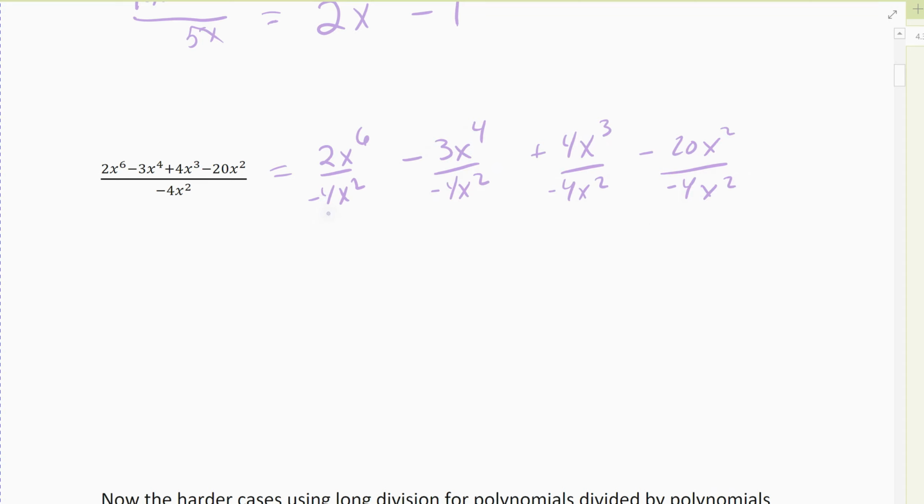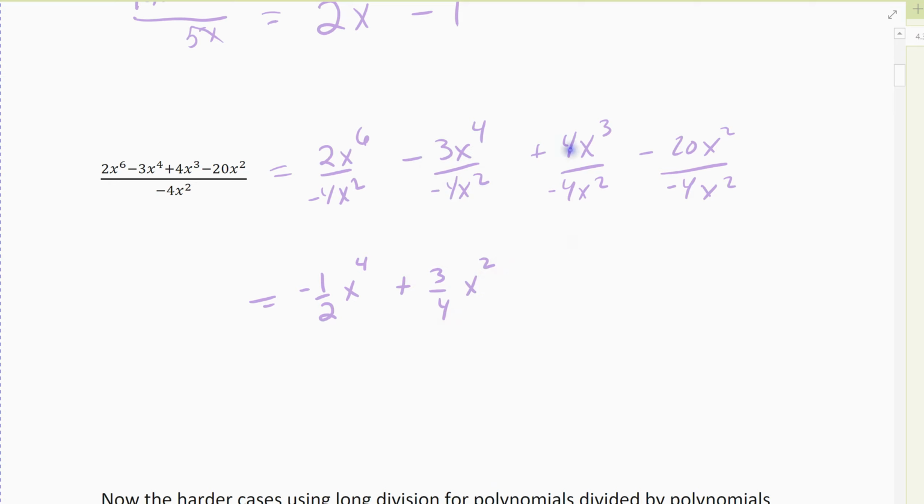The numbers divide, and sometimes I'm going to be left with a fraction. This first term I'm left with a fraction. 2 divided by a negative 4, well, you always write the reduced fraction. I can divide out the 2, so I'm left with negative 1/2. Then x to the 6th divided by x squared. Remember, I subtract my exponents, so 6 minus 2 leaves me with x to the 4th. The second one, the negatives cancel, so I'm left with a positive. 3 divided by 4 doesn't simplify, so I'm just left with 3/4. And then x to the 4th divided by x squared, I subtract, so 4 minus 2 leaves me with x squared.